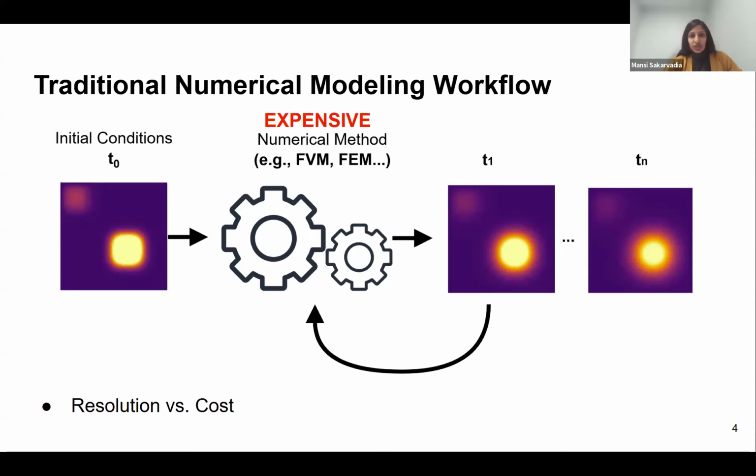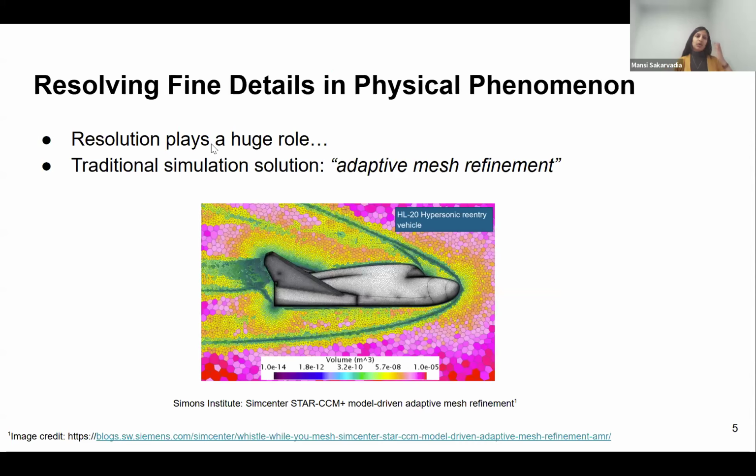What is interesting to note here, though, is that the numerical method step, querying it, is really expensive. And the cost of querying the numerical method actually scales with the resolution at which you're doing the simulation. And we know from our previous slides that querying our scientific simulation in fine detail is really important. Resolution plays a huge role in a number of downstream applications. And so traditional simulation software has come up with a solution, almost an entire subfield called adaptive mesh refinement.